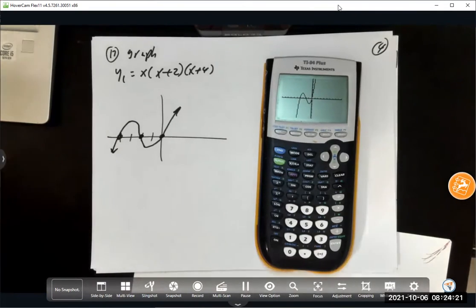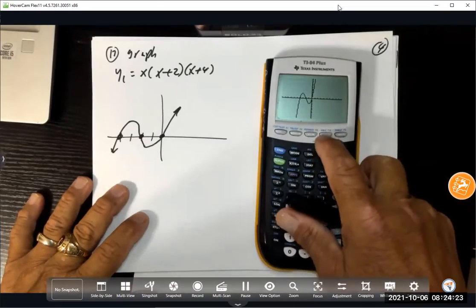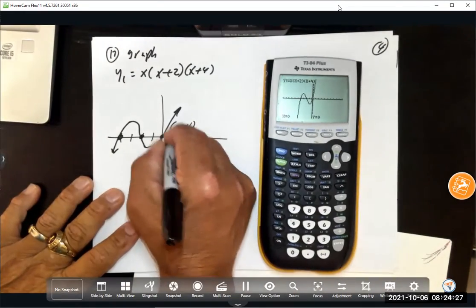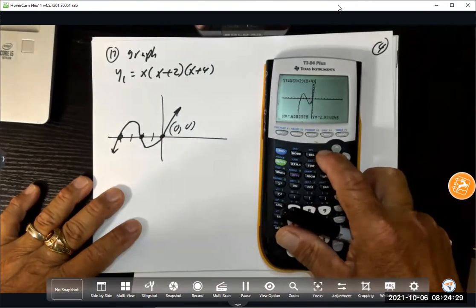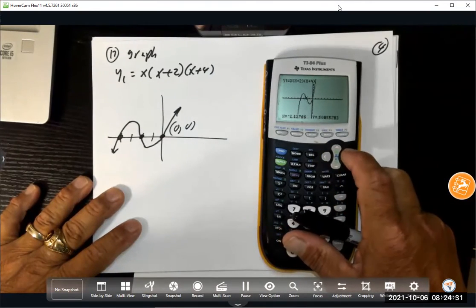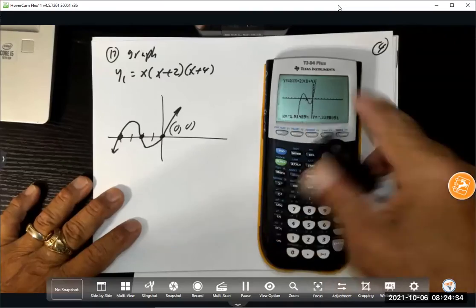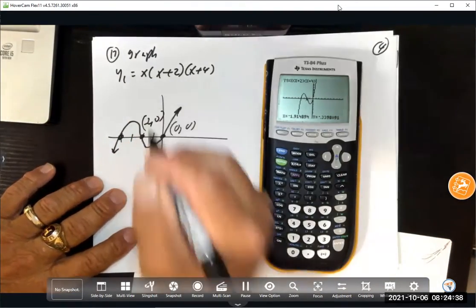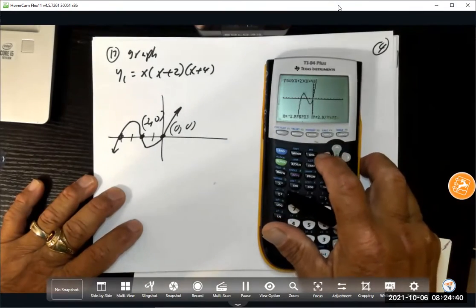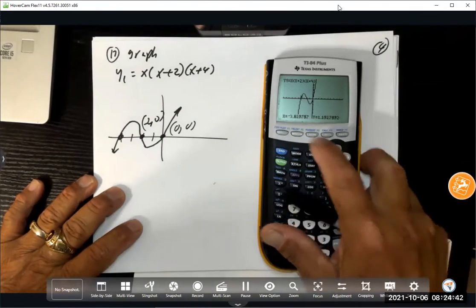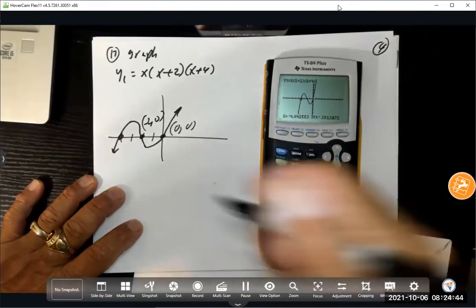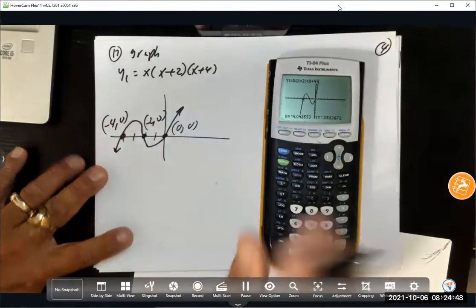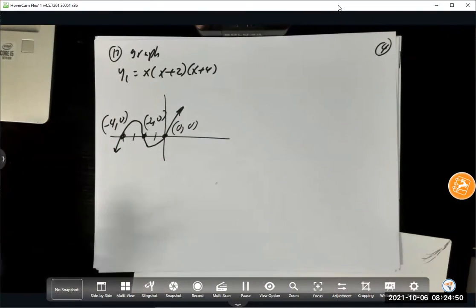To find these dots, just hit trace. This dot is 0, 0. If you go to the left, that dot right there is negative 2, 0. And if you go further left, that's negative 4, 0. So there's a dot.